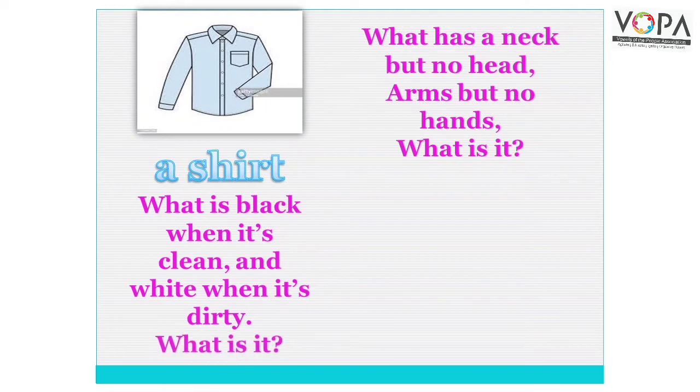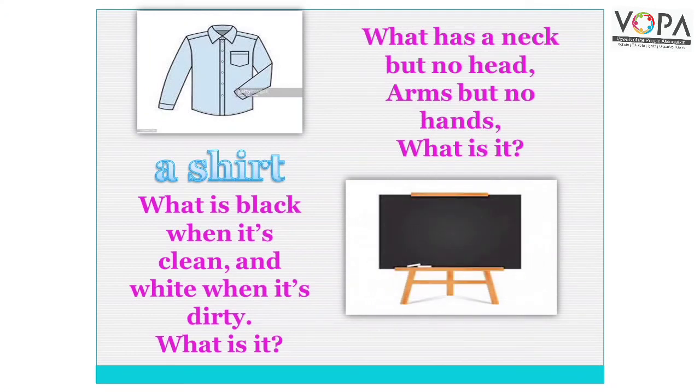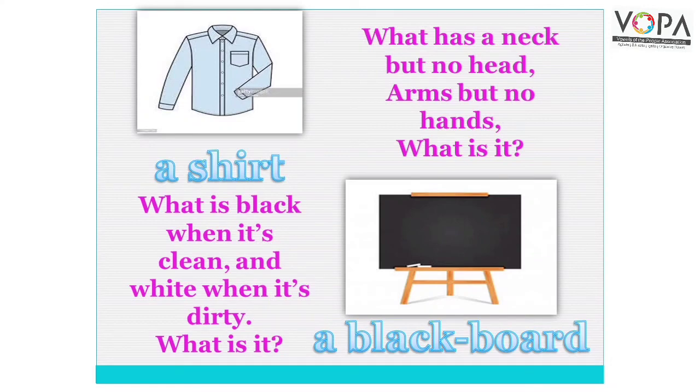Next riddle. What is black when it's clean and white when it's dirty? What is it? Listen once again. What is black when it's clean and white when it's dirty? What is it? Guess. The answer is blackboard. A blackboard.